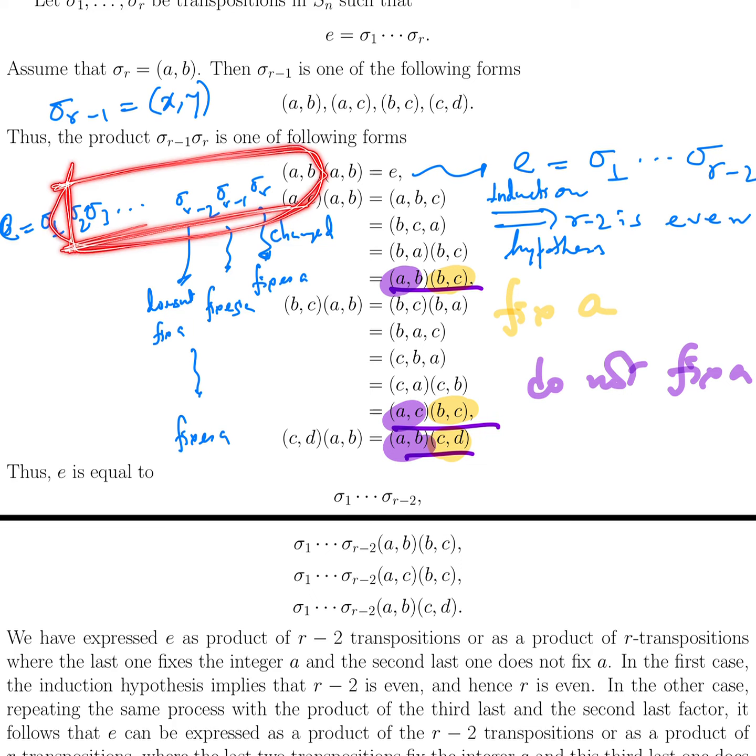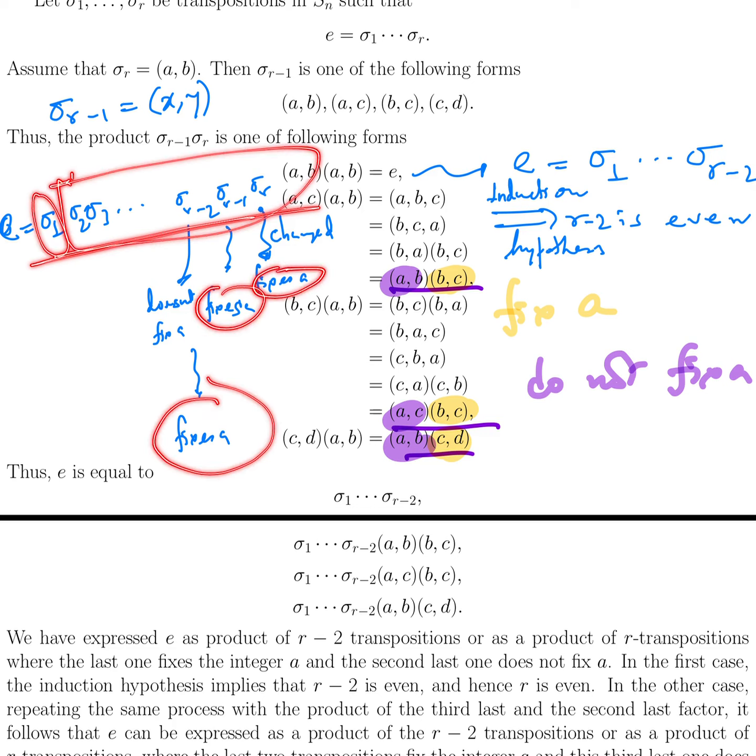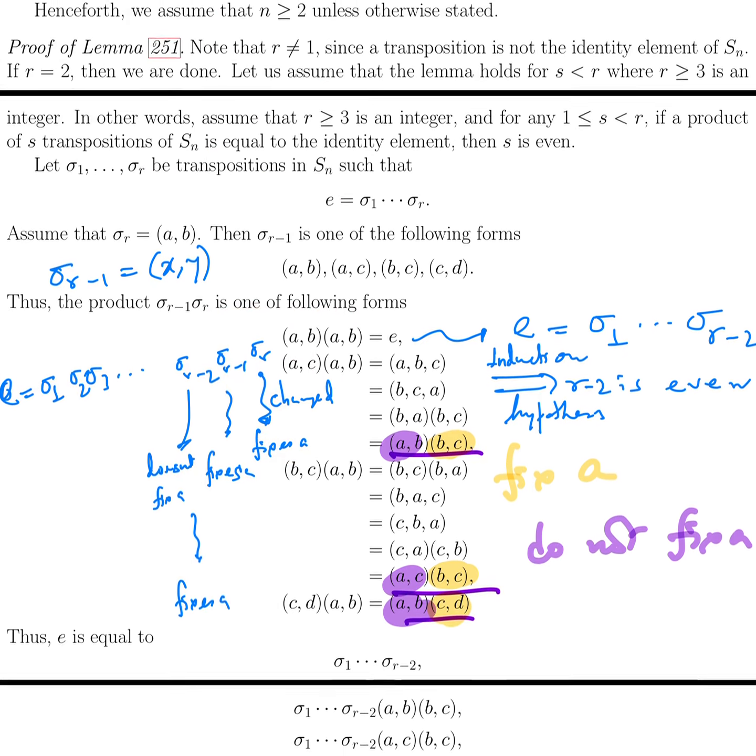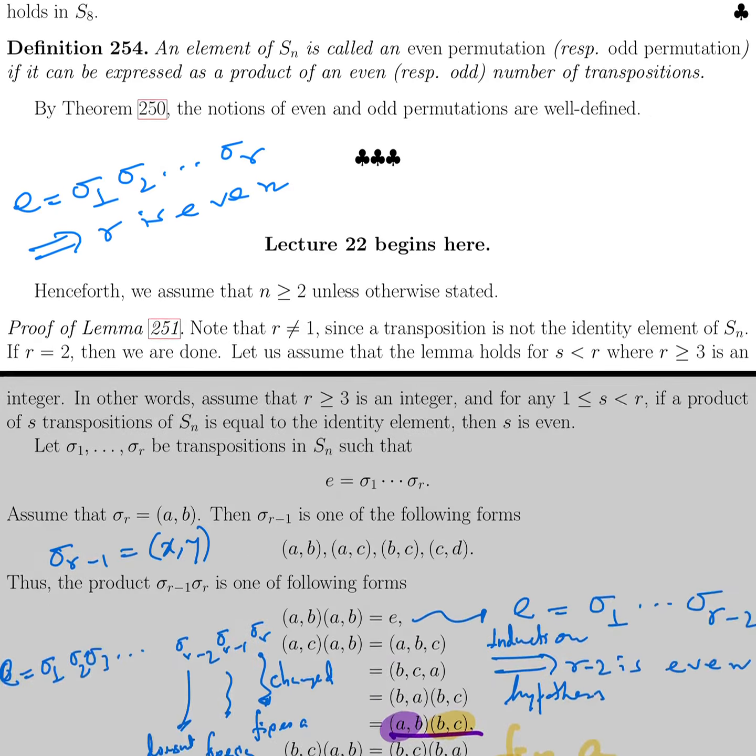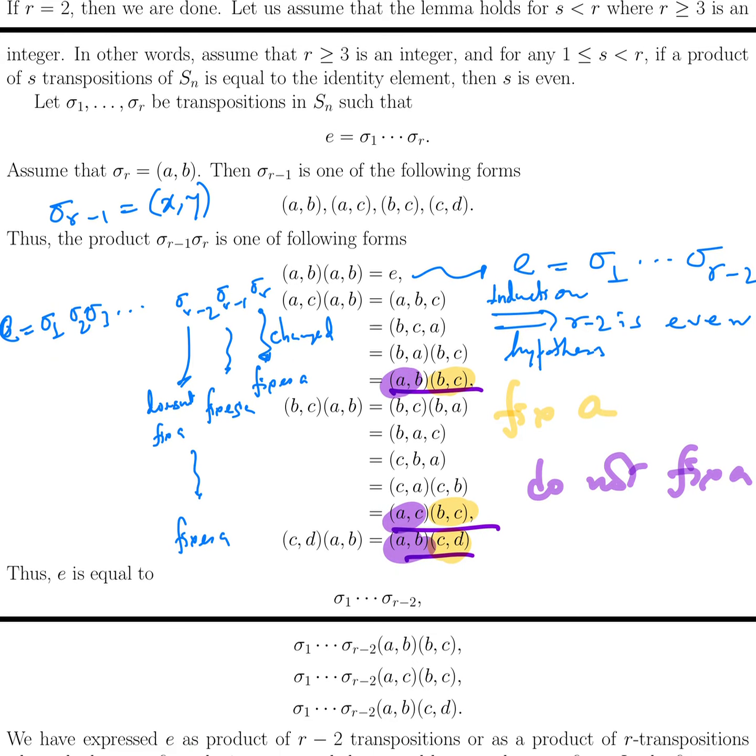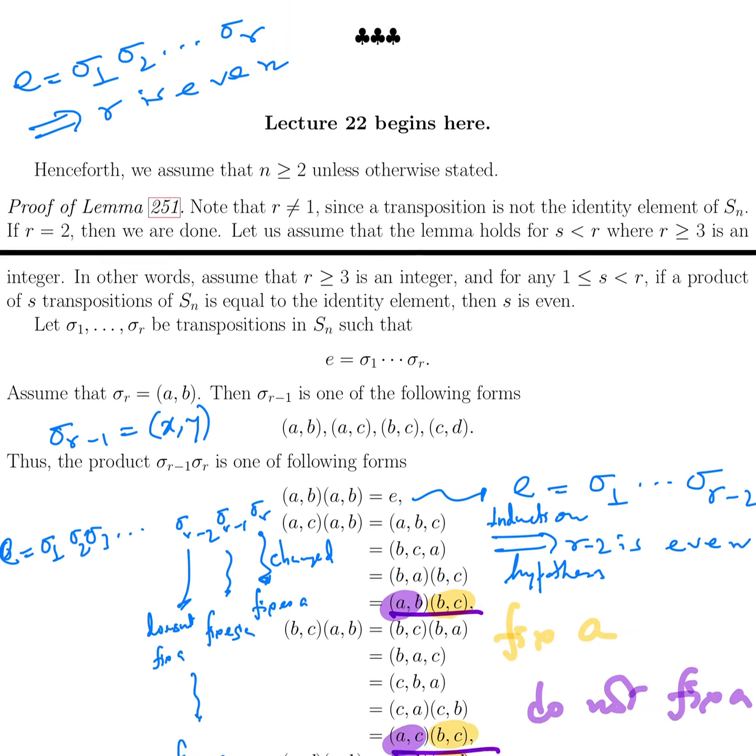And continuing in this fashion, you can make sure that all the permutations here except the first one can be changed to something which fixes a, and the first one does not fix a. So you have expressed the identity element as a product of r permutations where the first one does not fix a and the remaining ones do fix a. So their product will not fix a, whereas the identity permutation has to fix a. So you have obtained a contradiction. Great. So we will not continue to land in such situations forever.